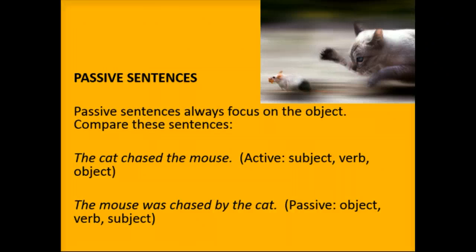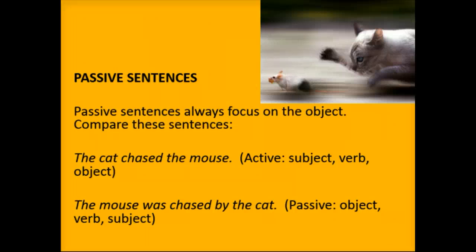So in the sentence, "the cat chased the mouse," that is an active sentence. The subject is the cat, chased is the verb, the mouse is the object. But we can rearrange the sentence to make it passive, which is to start with the object and to say, "the mouse was chased by the cat." Not too complex, but it gets quite complex as we move on.